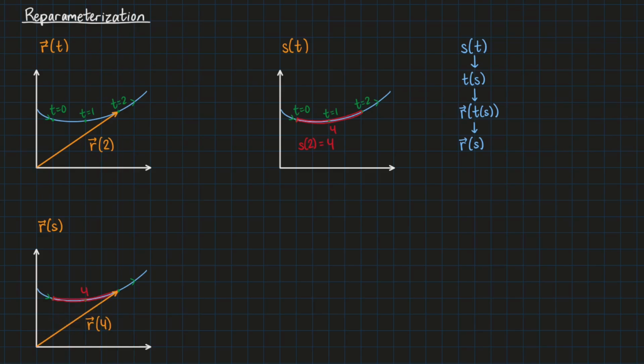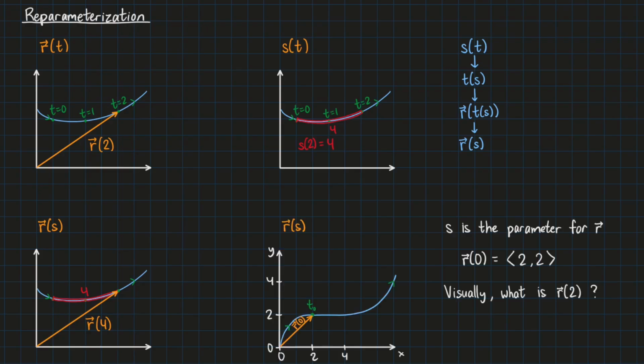For r of t, we would be asking, if we're at this t value, or in some applications, if we're at this time, where are we on the curve? For r of s now, we can ask, if we travel down this curve for this many units, where are we on this curve? Here, we can visually see that if we go 2 units in the forward direction from the starting point, we would be at this point. I'll show you this process in the next example.